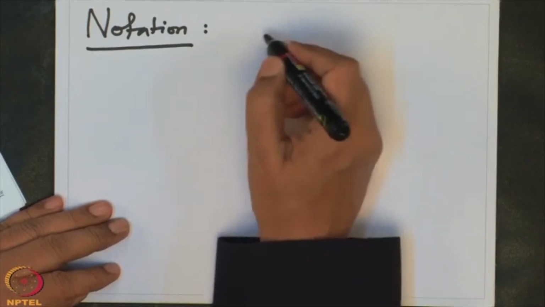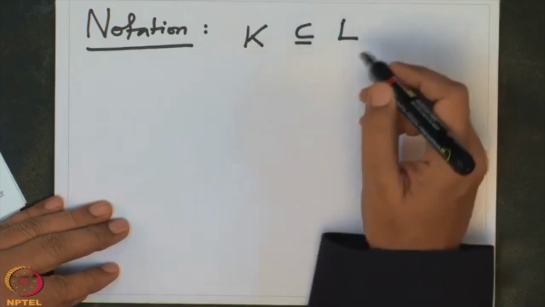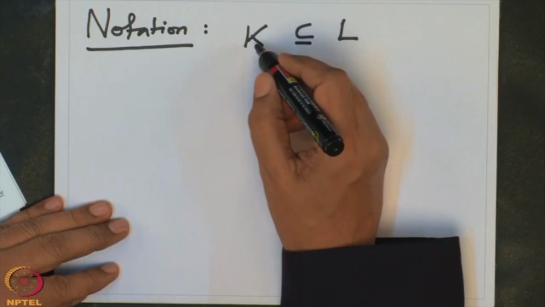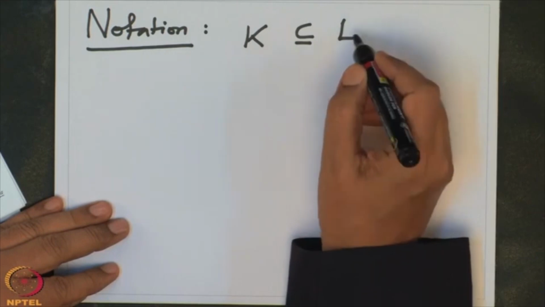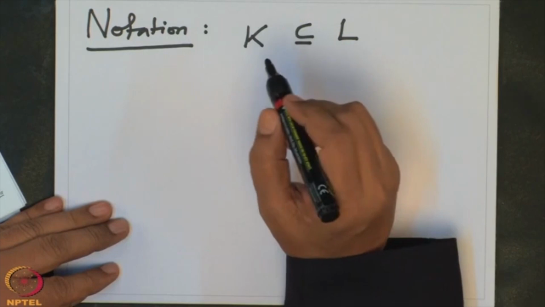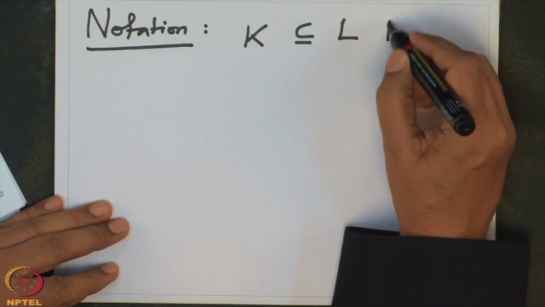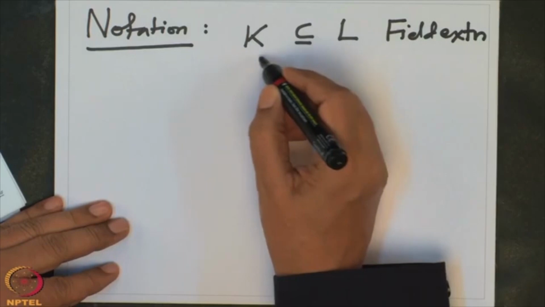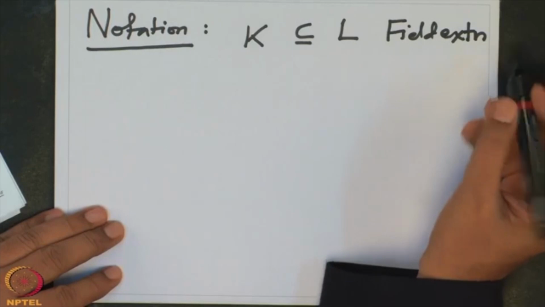Suppose I have a field K and I have a bigger field L. This means that the operations are the same. That means the addition and multiplication in K are induced from the addition and multiplication in L. In particular, the 0 element in K and the 0 element in L are the same, and 1 in K and 1 in L are the same. Such a thing I will call a field extension. These are fields and one is contained in the other, or K is a subfield of L, or L is a bigger field than K.